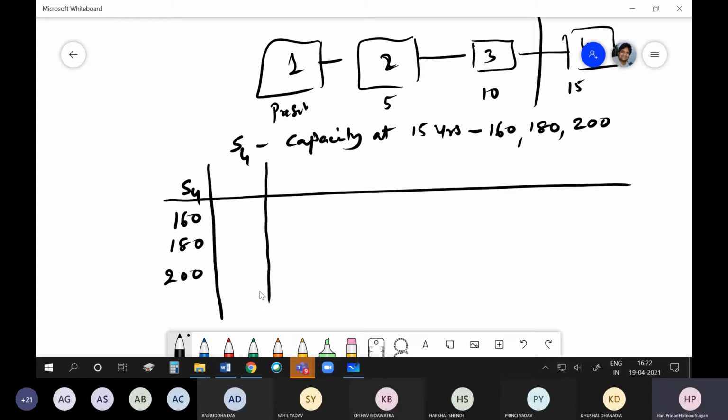If S4 is 160, how much should I expand to get 200? What should be the X4? That means basically X4 is the capacity which I have to expand. How much? It will be 40, isn't it? What is the cost of X4? For getting 40 units, how much money should I have at present?